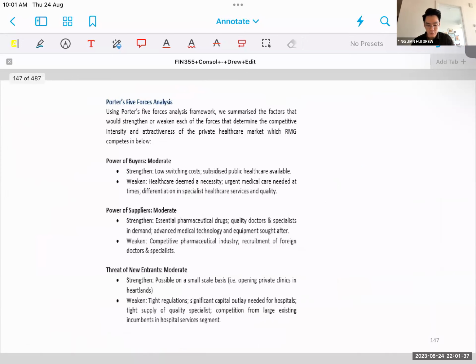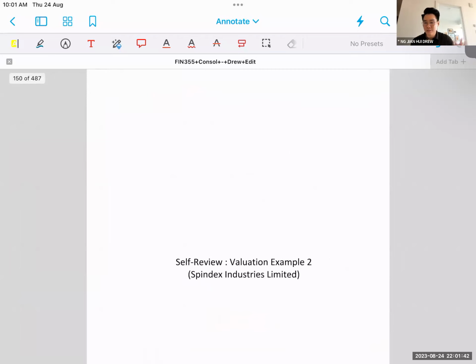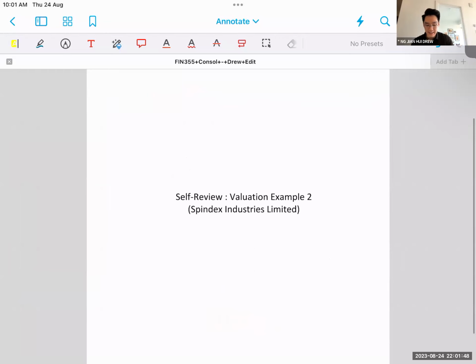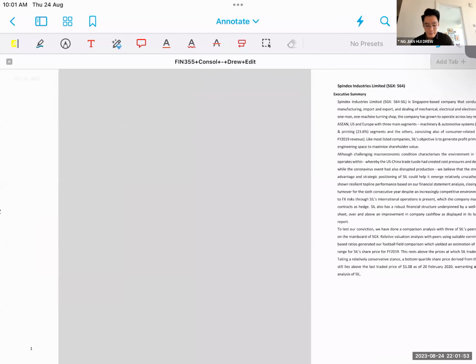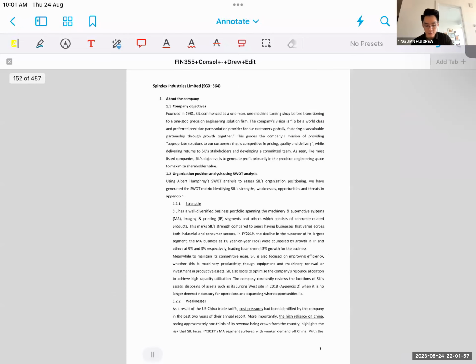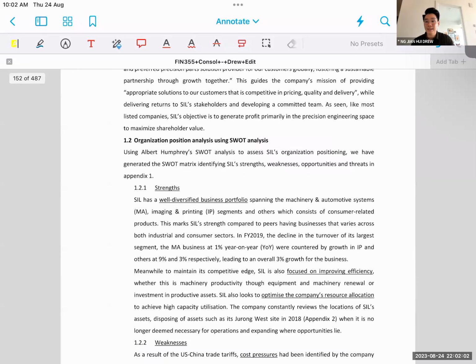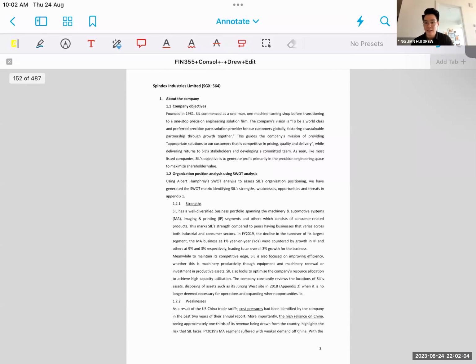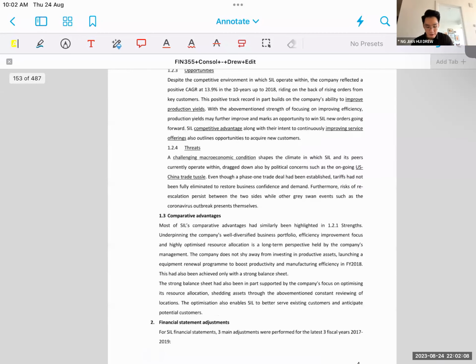Overview, Porter. So this uses Porter's 5, substitutes, etc. But because I noticed that the example is a bit blurred, some of you might not want to read it. You can read the example that I provided here. So this one is what I've done, a valuation example. There's an executive summary, and I talk about the company objective. For this case, I use a SWOT analysis. So you can do that as well. You can do a PESTLE, or even a Porter's 5. So there's a comparative advantage.